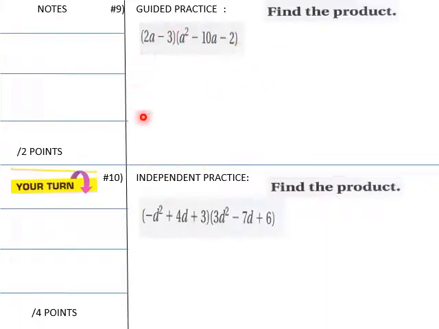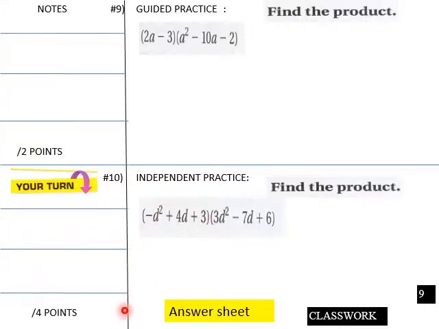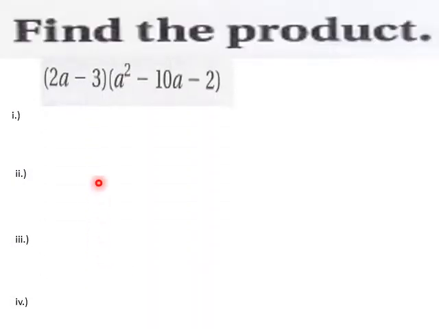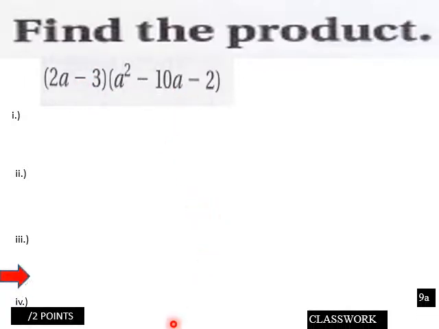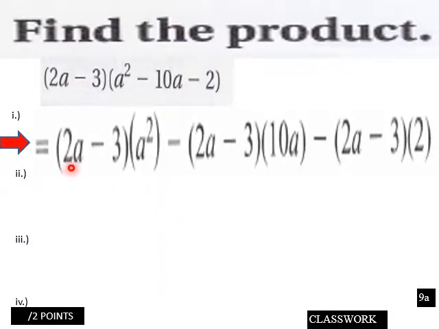Okay, find the product here. We're going to do this in guided. Students, this is your independent practice here. You've got, looks like you got 2 trinomials here. So pay attention. Let's do the guided practice here. We have a binomial and a trinomial here. So how would we do that?